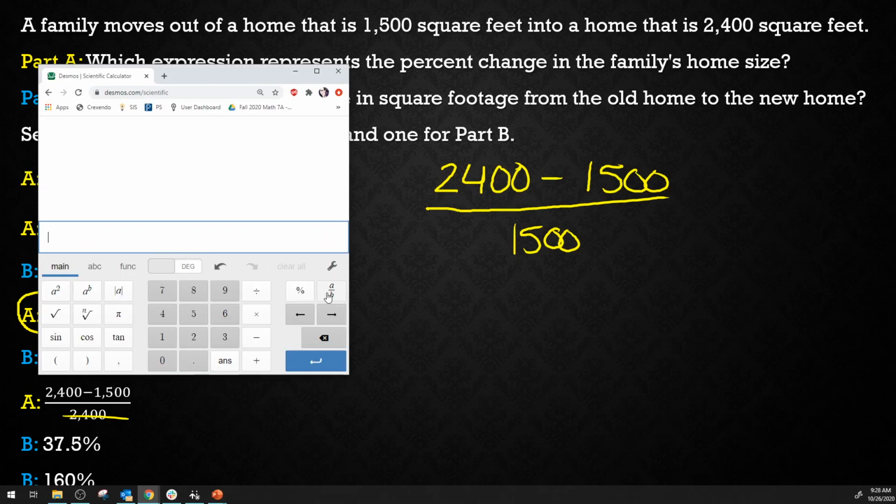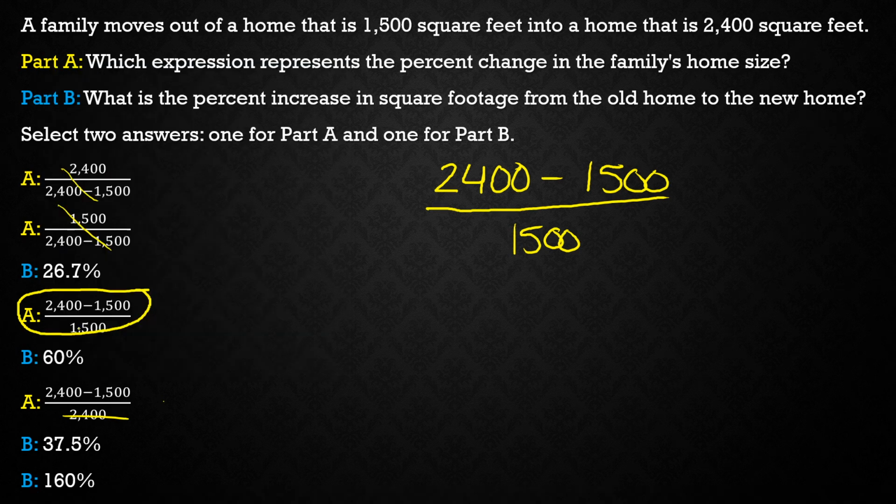So if I type this in, my 2,400 minus 1,500, all over 1,500, I get 0.6. Remember, I can take that decimal and multiply it by 100 to get my percent, which is 60. So it is a 60% increase in size.